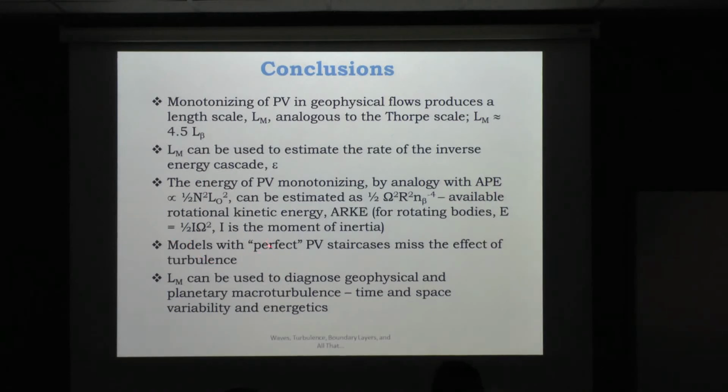The models which use perfect potential vorticity staircases which are stable by Charlie Stern, they miss the effect of turbulence. And again, as I said, LM, this analog of the Thorpe scale, can be used to diagnose geophysical and planetary macroturbulence. And it can be used for diagnosing time and space variability and the energetics of those flows.